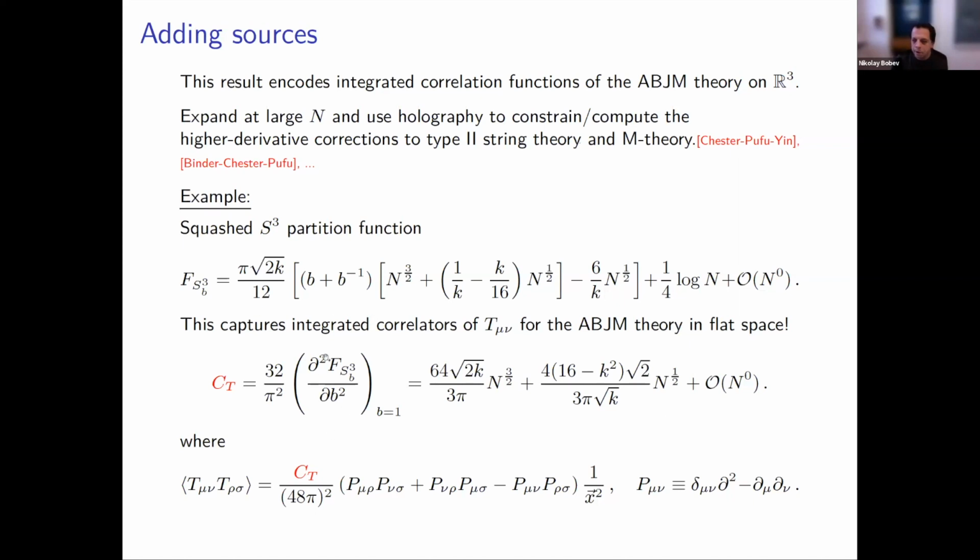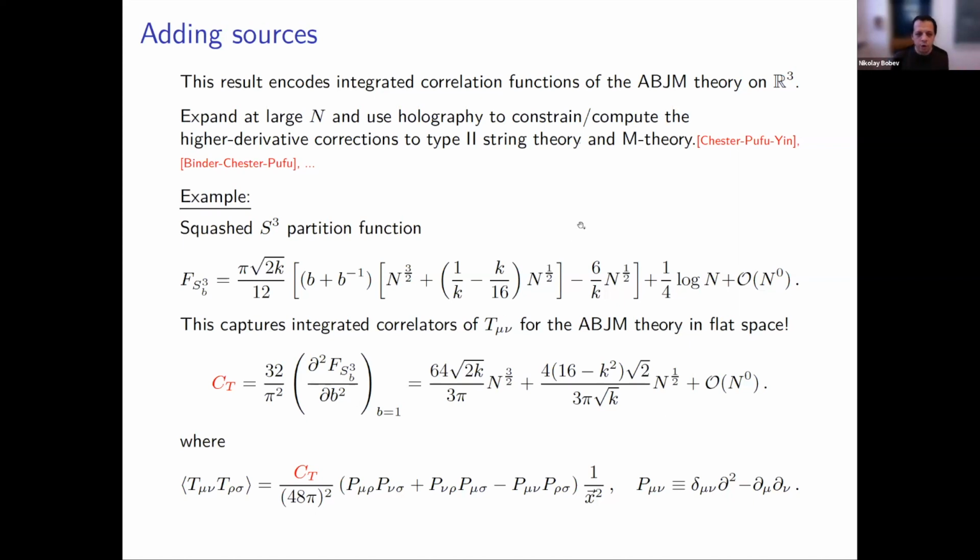And in this example, I can very easily compute it to all orders in n by taking 2 derivatives with respect to the squashing and putting the squashing to vanish, turning off the source. It's very easy to understand why. Every derivative brings the operator that couples to the source, and that operator is the energy momentum tensor. And so 2 derivatives will have something to do with the correlation function, the 2-point function of this operator.